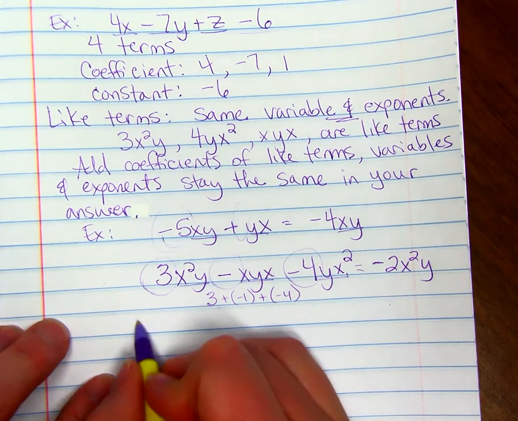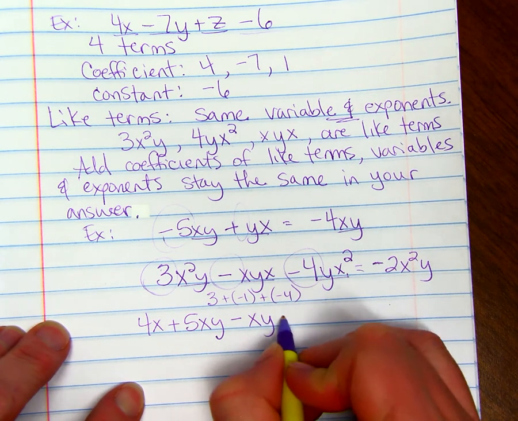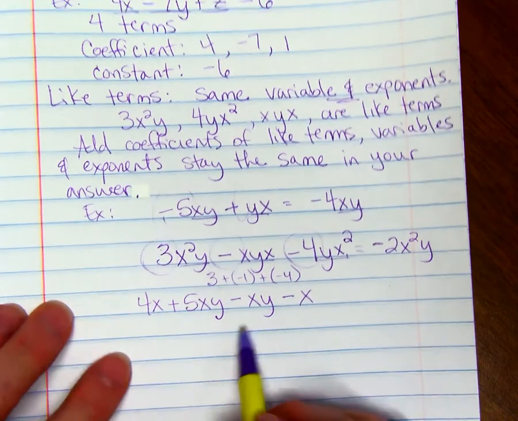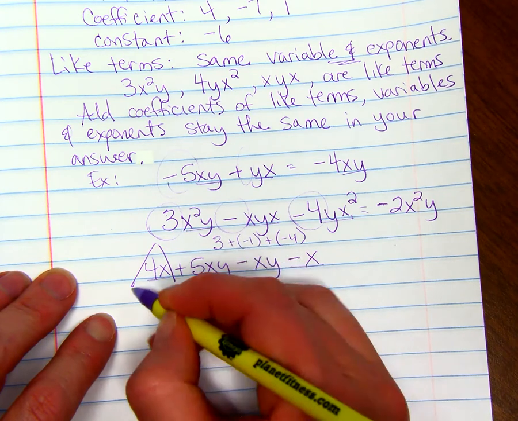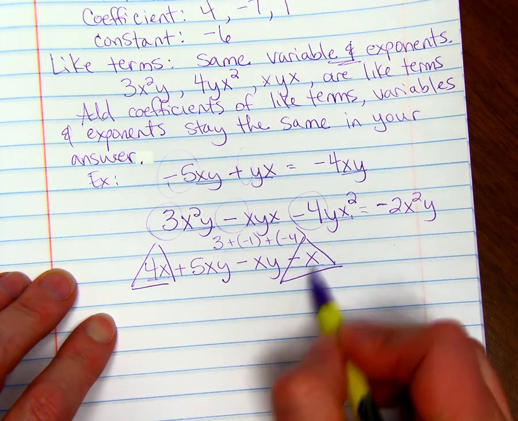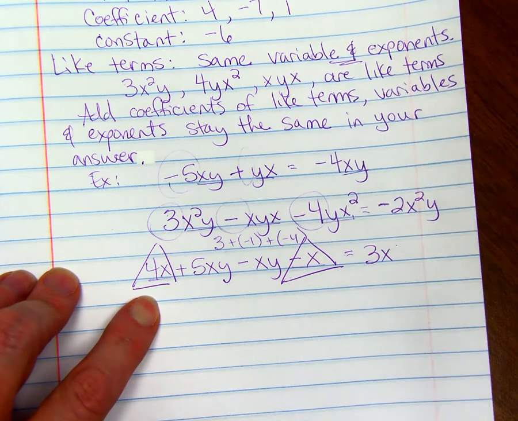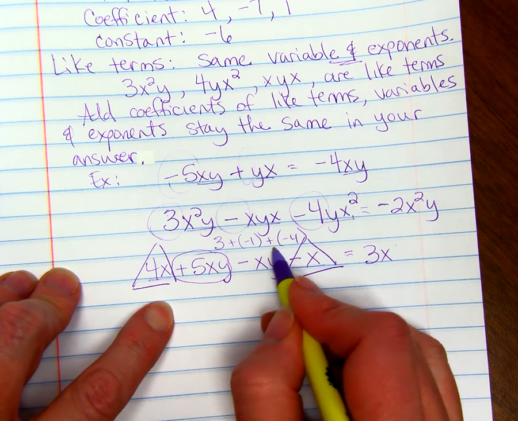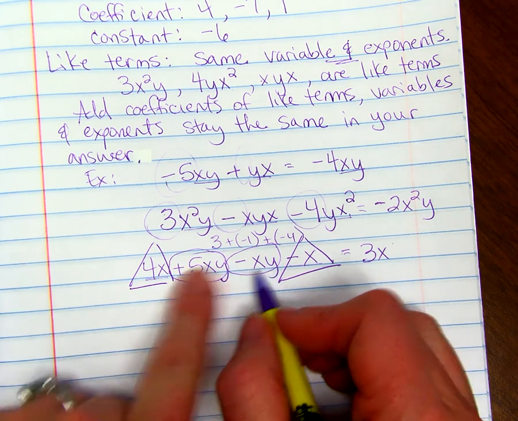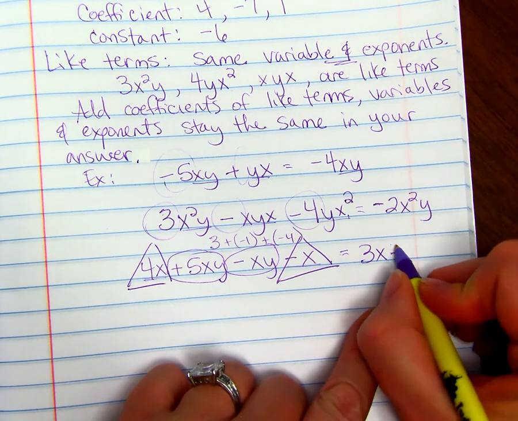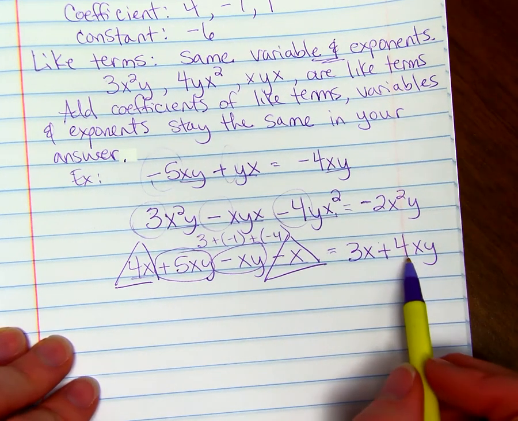And here's another example. 4x plus 5xy minus xy minus x. Now only some of these are like terms. The 4x and the minus x are alike, so let's just put a big triangle around them with the sign. So we're going to add 4x and take away 1x, so we have 3x. Now the 5xy, let's circle it, minus xy, we're going to take 5xy minus one of them, so we get a 4xy, and it's plus 4xy. So together, it is 3x plus 4xy.